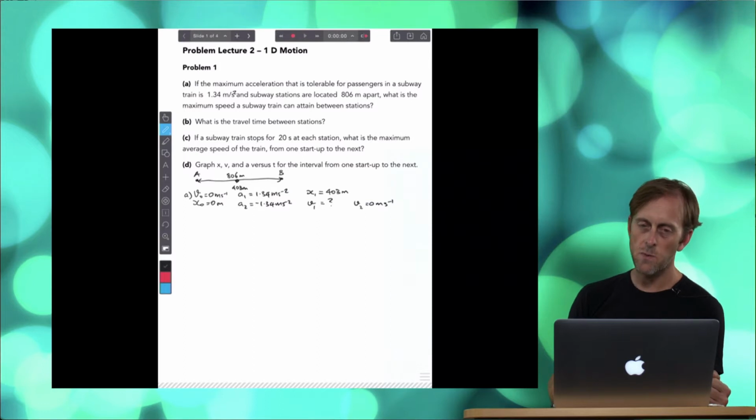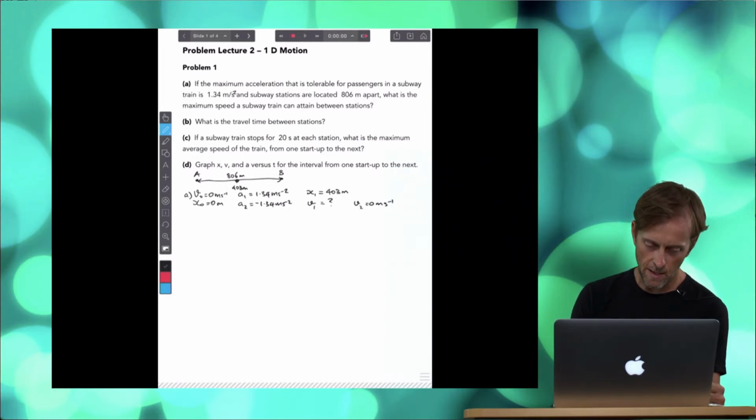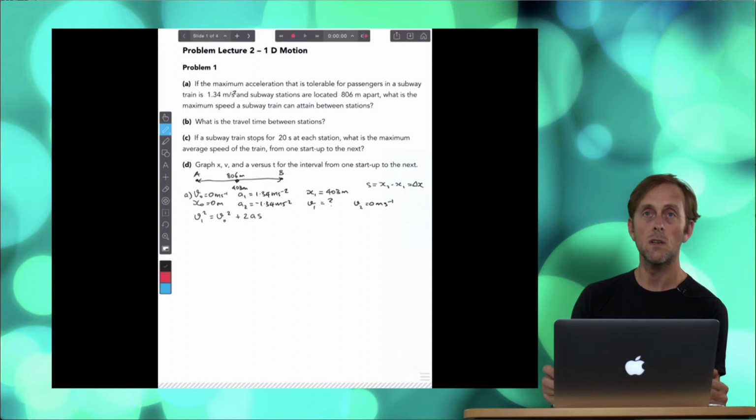So that's all the information we have. We can use one of our equations of motion to solve that. Which one's it going to be? Well, it's the one that has all of our variables in it, and we are looking for the final velocity, V1. So we can use this equation that says V1 squared equals V0 squared plus 2AS, where S is the displacement. Remember, S is x2 minus x1, or delta x. You can call it whatever you like.